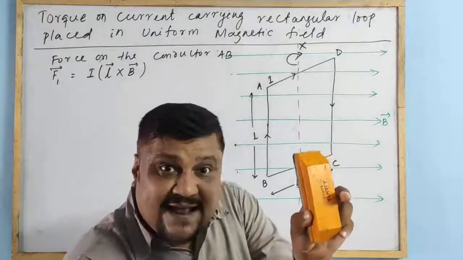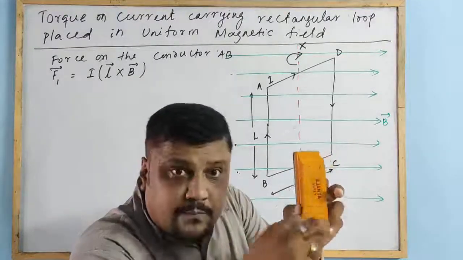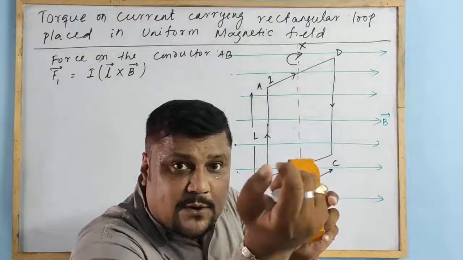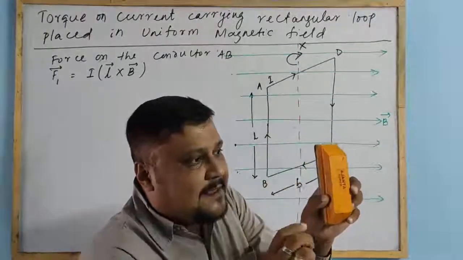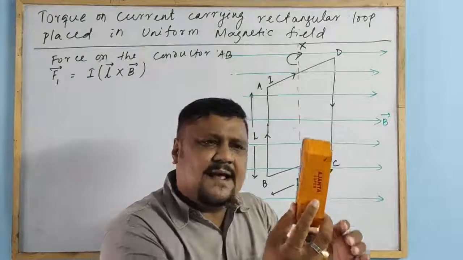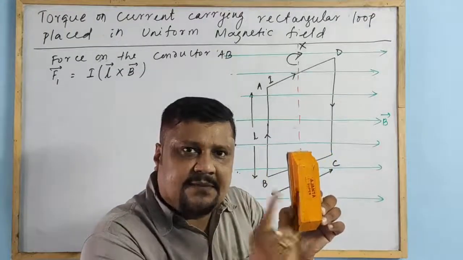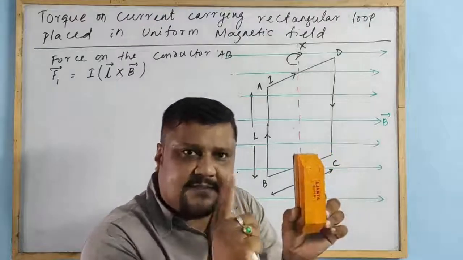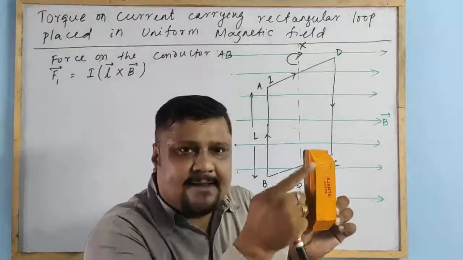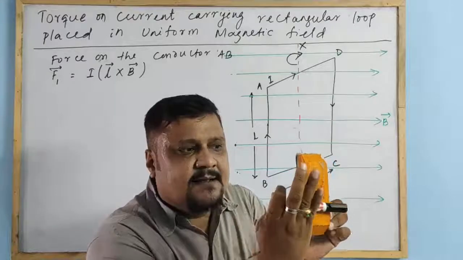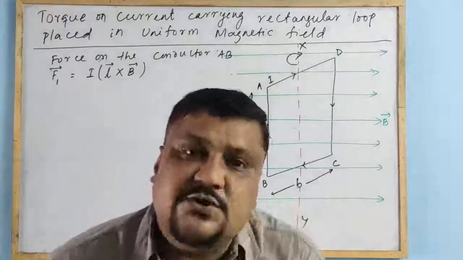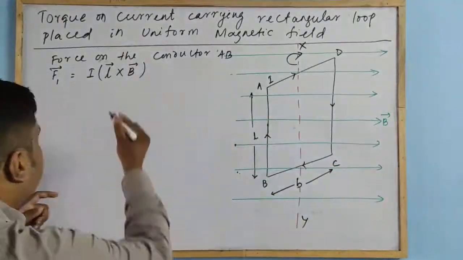The area vector of the loop makes an angle theta. If the loop is rotated, or it is at an angle theta with the magnetic field, the area vector is at an angle theta with the magnetic field. But what about this side? This side is perpendicular to the magnetic field. So theta is 90. Remember this.